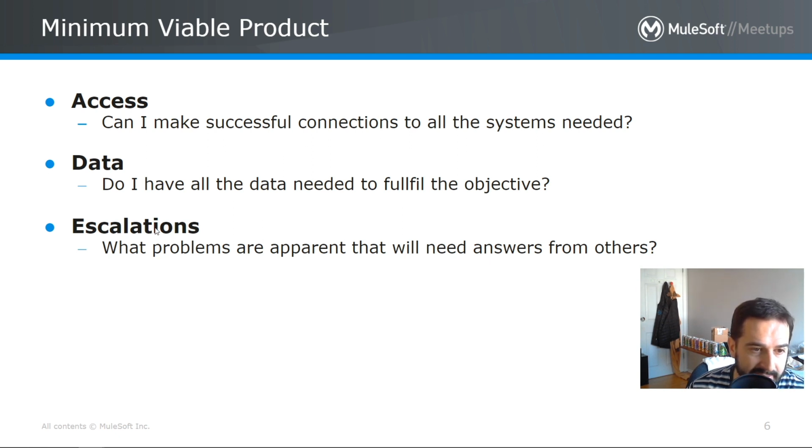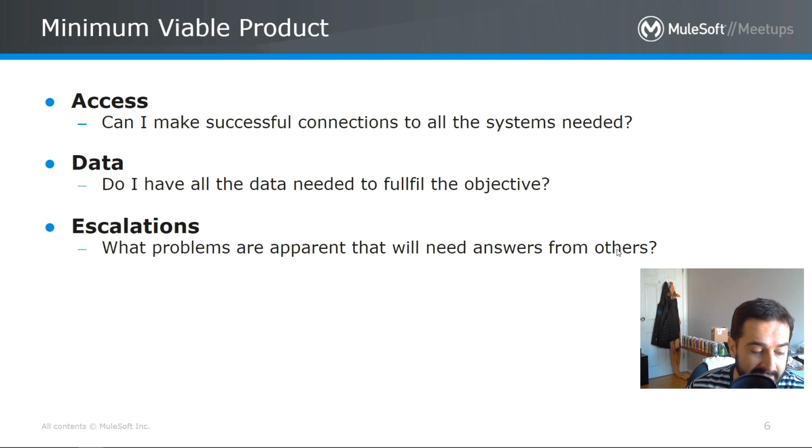And the third one is escalations. What problems are apparent that will need answers from others? This is kind of the catch-all of everything else that could pop up at you. Anything from finding out that a third-party system doesn't support real-time API calls, or realizing there's no documentation to understand the database data you're looking at. You want to get these issues escalated and answered quickly.